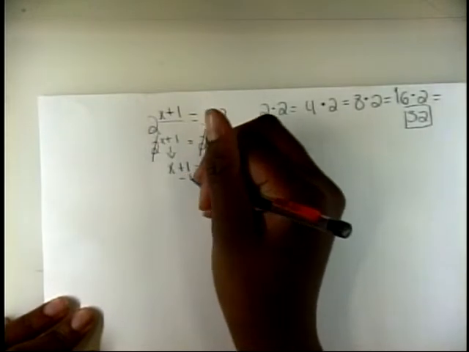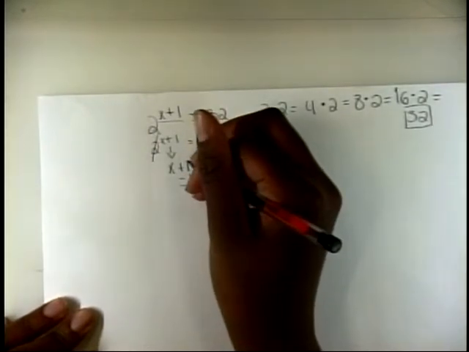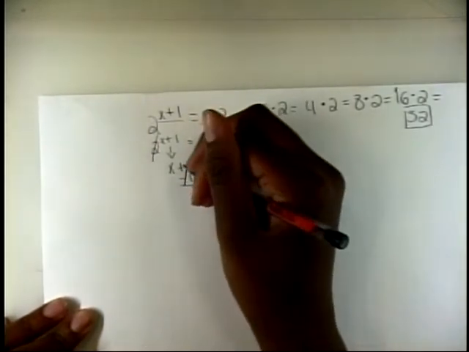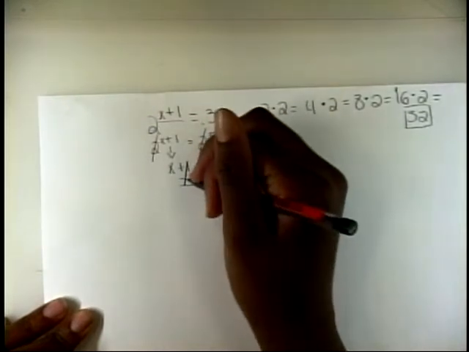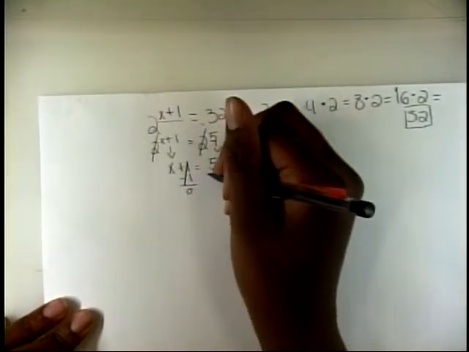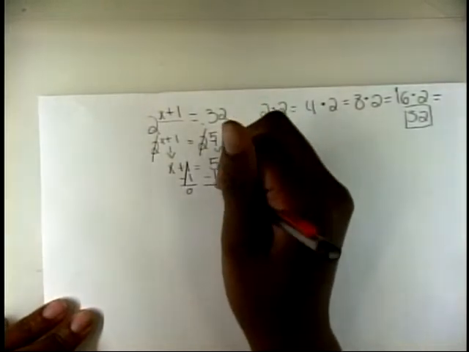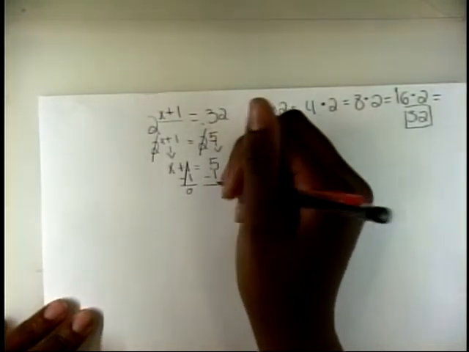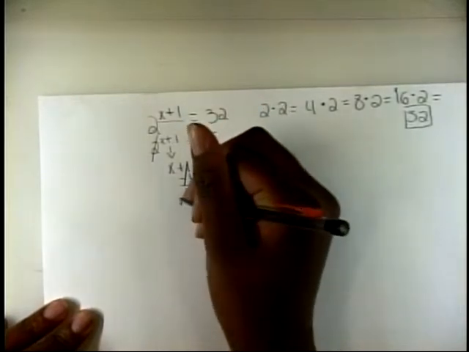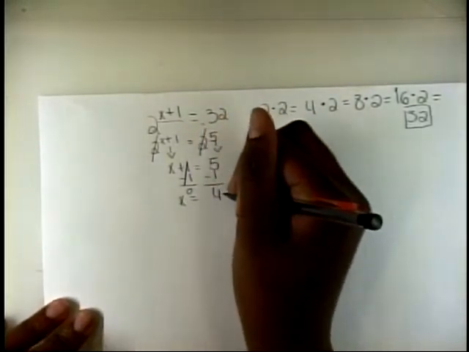So we subtract 1 from both sides. 1 minus 1 is 0. Then we subtract on this side. 5 minus 1 is 4. So x is equal to 4.